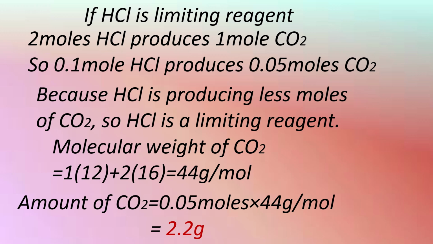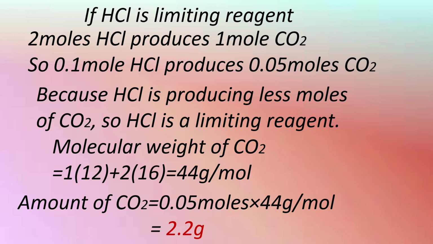If HCl is the limiting reagent, 2 moles HCl produces 1 mole carbon dioxide in the equation. So 0.1 moles HCl produces, we will divide 0.1 mole by 2, and the answer comes 0.05 moles carbon dioxide. So calcium carbonate is producing a larger amount of carbon dioxide, while HCl is producing fewer moles of carbon dioxide. So because HCl is producing fewer moles of carbon dioxide, HCl is the limiting reagent.